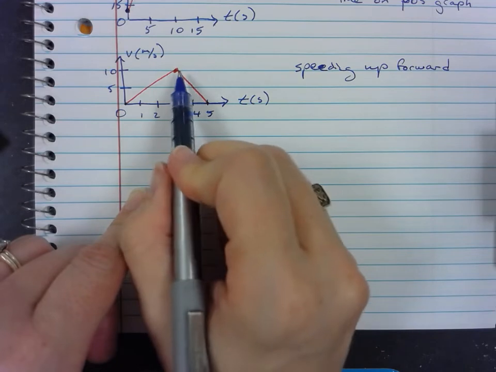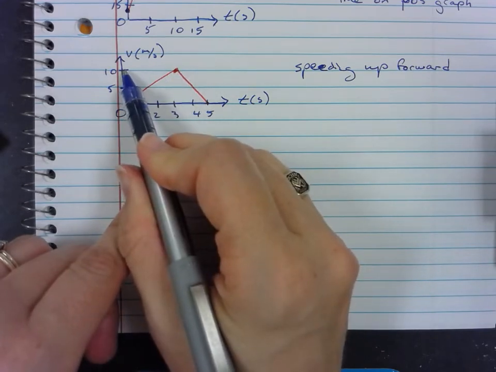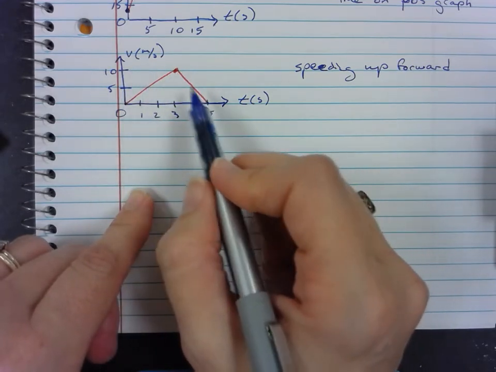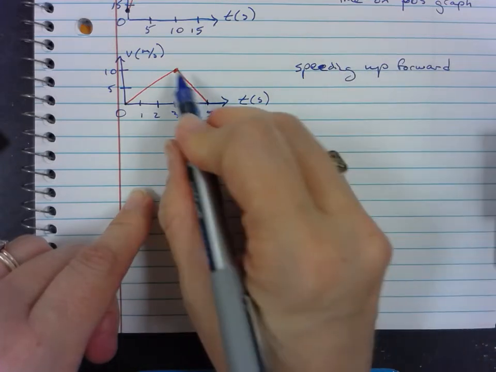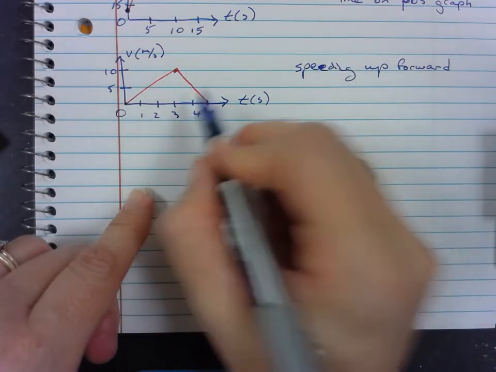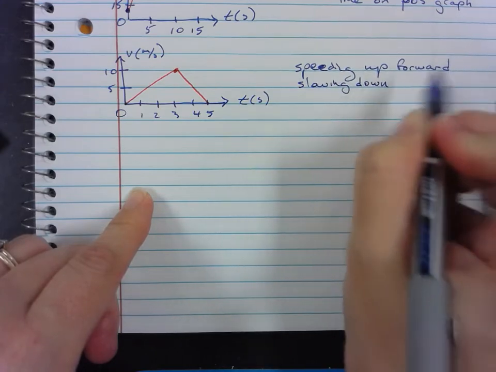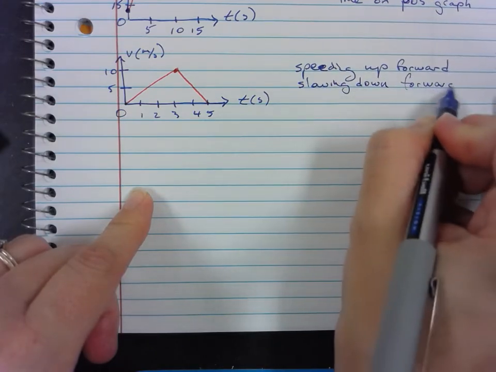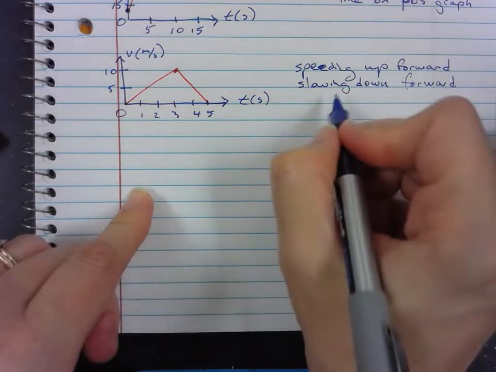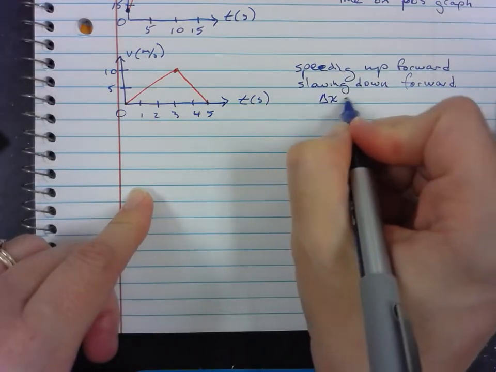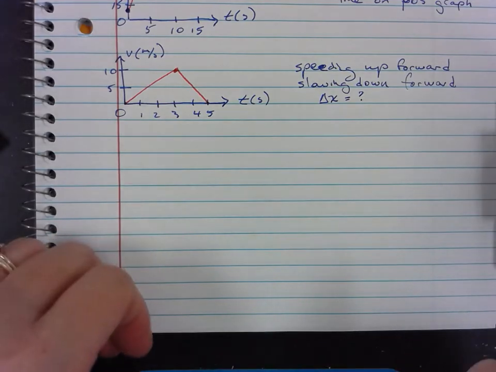In this section, the velocity is going from 10, 9, 8, 7, 6, 5, 4, 3, 2, 1, 0, all positive numbers. So it's a lesser and lesser velocity, but still positive. So this is slowing down, still forward. And the big question here is, what's the displacement? And I want a graph of it.